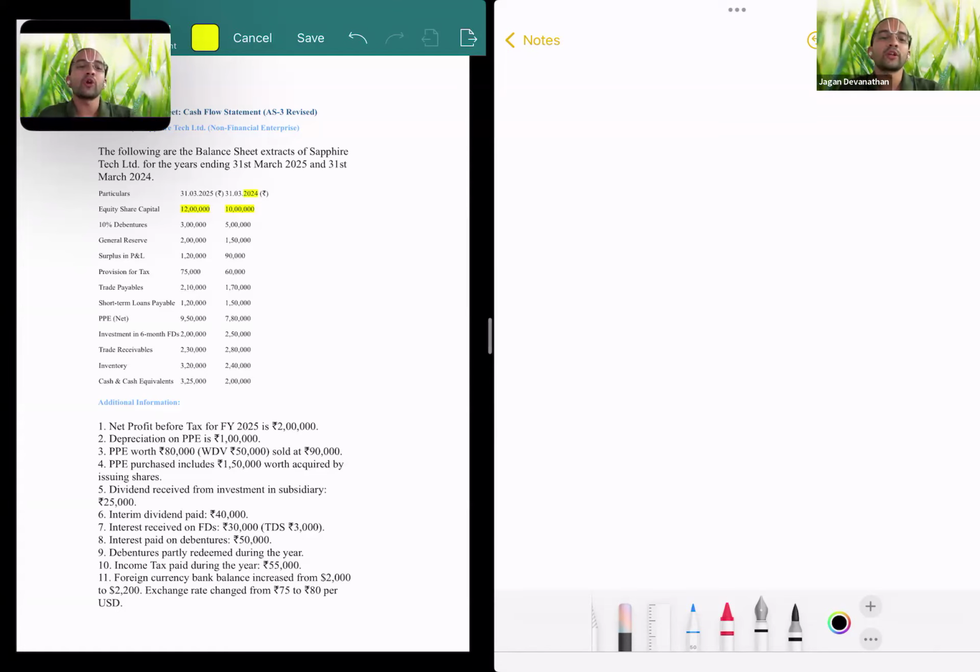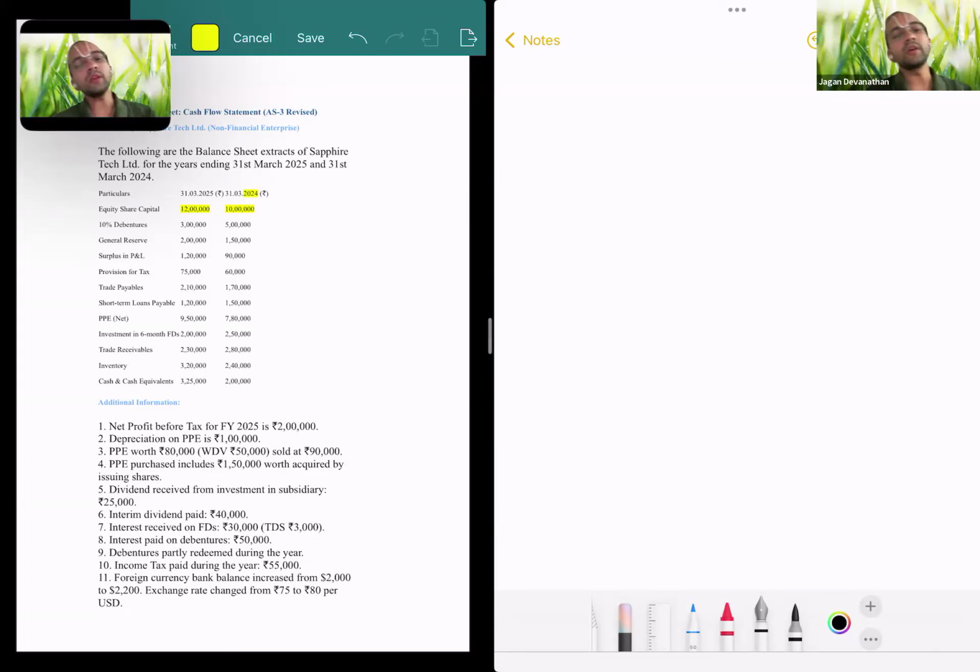Next is short-term loans payable. There is a decrease of 30,000, which means that we have repaid. Next is PPE net, that is net of depreciation, which has increased from 7,80,000 in 2024 to 9,50,000 in 2025, which means we have acquired. Next is investment in 6-month FDs. It has reduced, which means that for 50,000 worth of FDs, there has been a maturity.